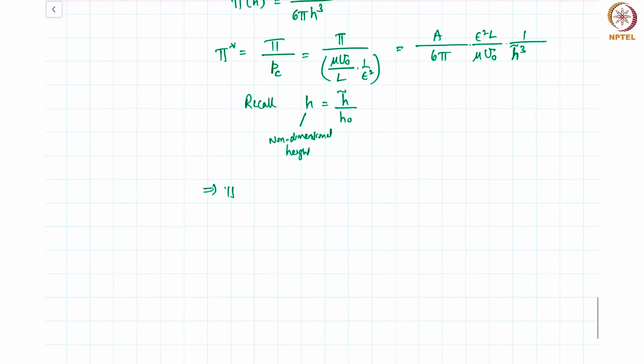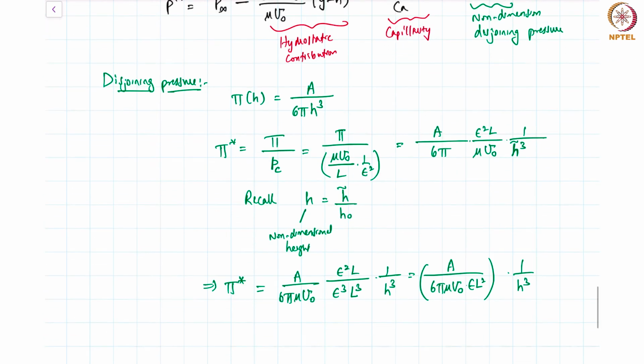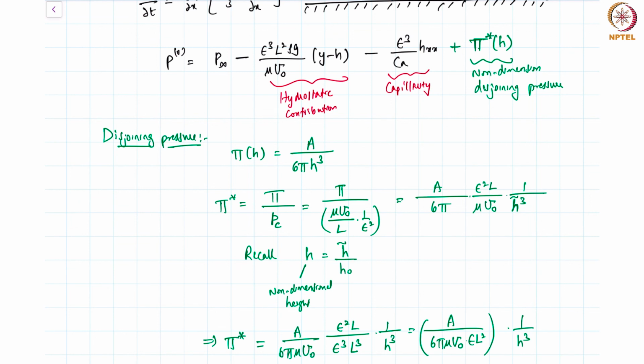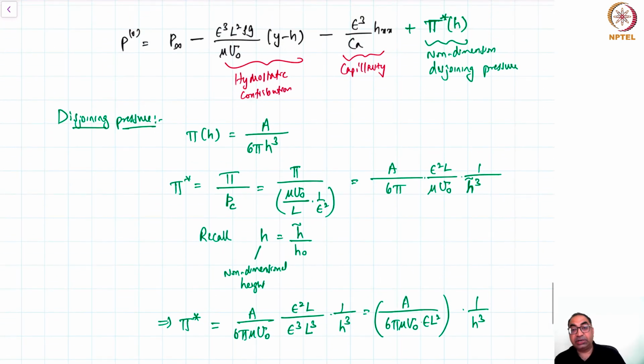And therefore the non-dimensional expression for the disjoining pressure would be A by 6 pi mu u naught, with epsilon square L by epsilon cube L cube, times 1 by h cube. Okay, and this essentially becomes A by 6 pi mu u naught times epsilon L square times 1 by h cube. This pressure directly can go into our equations. This is a more convenient way for our analysis because we've derived a simple expression for the pressure, and all I need to do now is incorporate this van der Waals disjoining pressure into my equations.